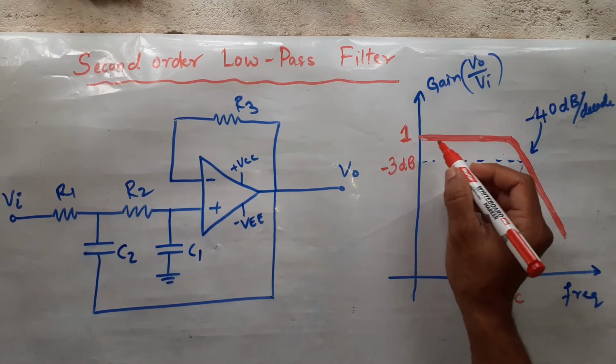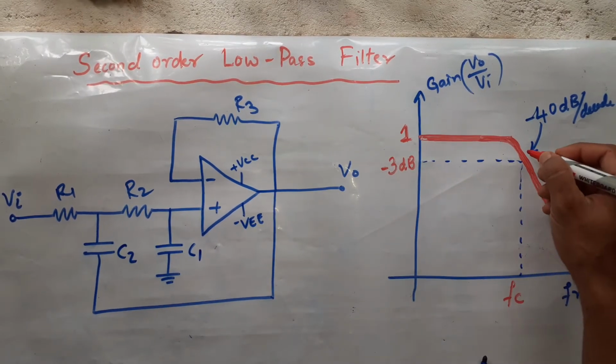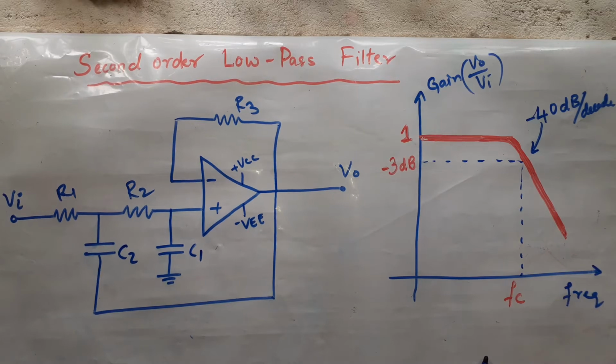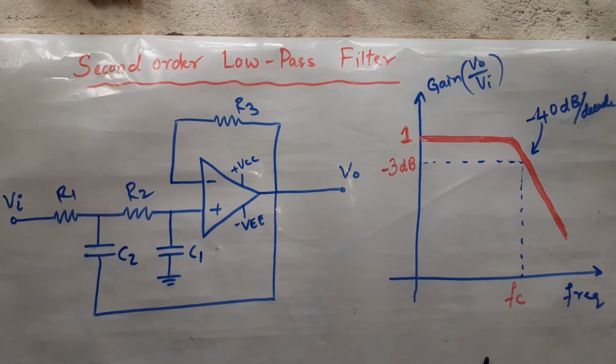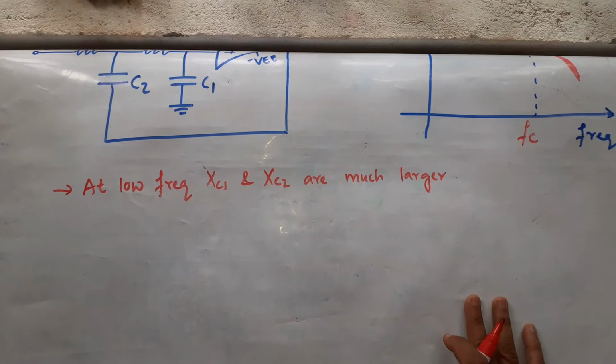And when your gain falls down by minus 3 dB, that cutting frequency is called the cutoff frequency. Now we'll see how to find out the values for C1, C2, R1, R2, R3.